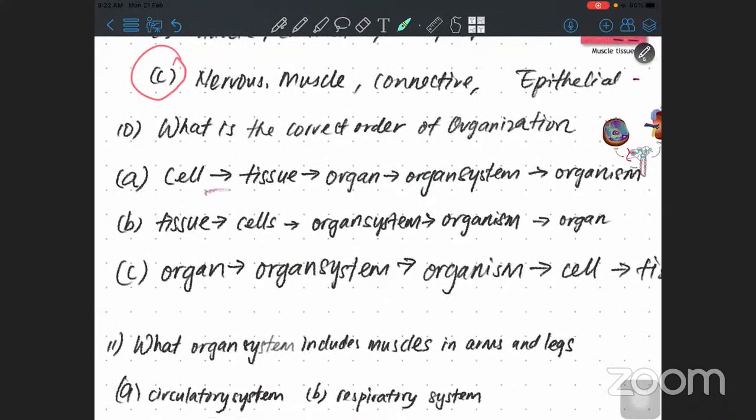So starting from cell, tissue, organ system, and organism. Okay. This is the answer. Okay.